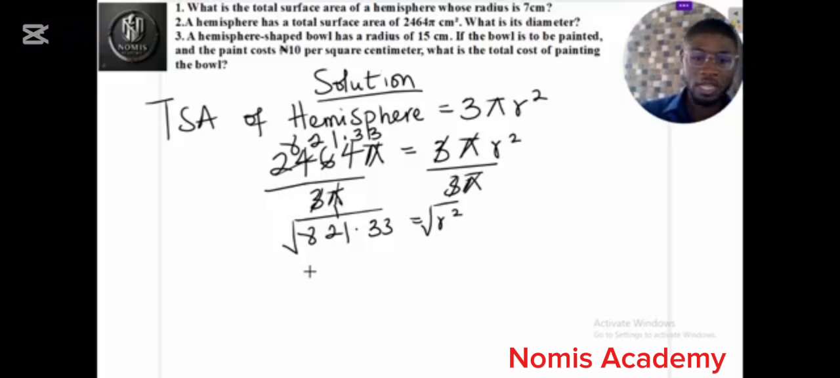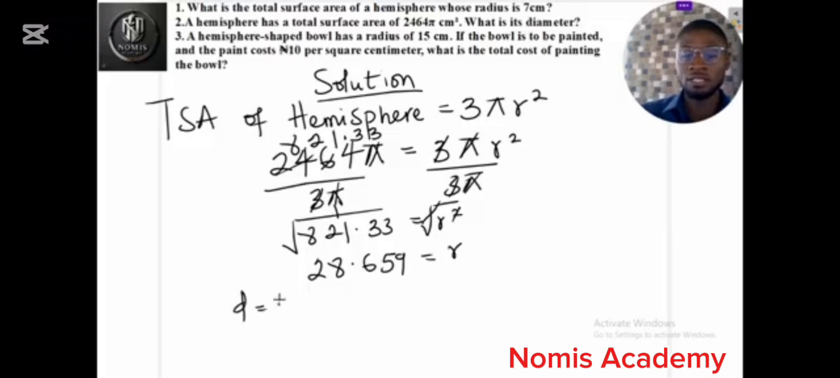So that gives 28.659 to 3 decimal places equals the square root; the square root cancels the square. So we have 28.659 equals r. Since this is our radius, remember that diameter equals 2 radii.